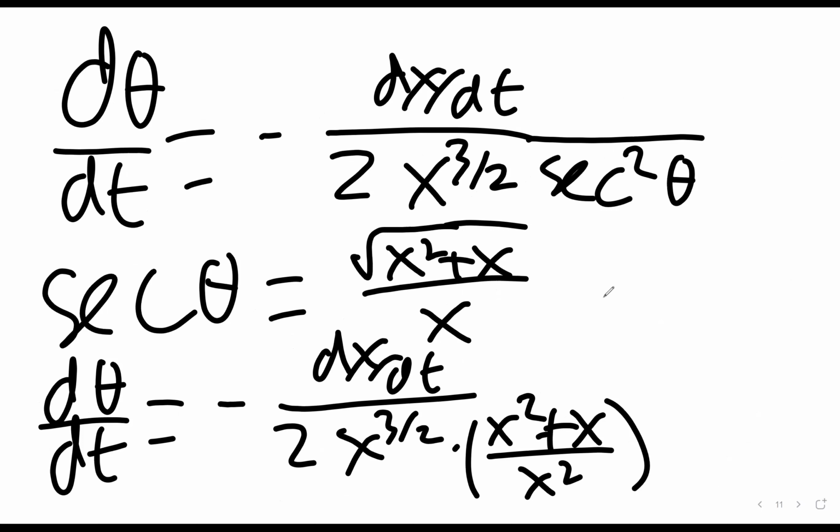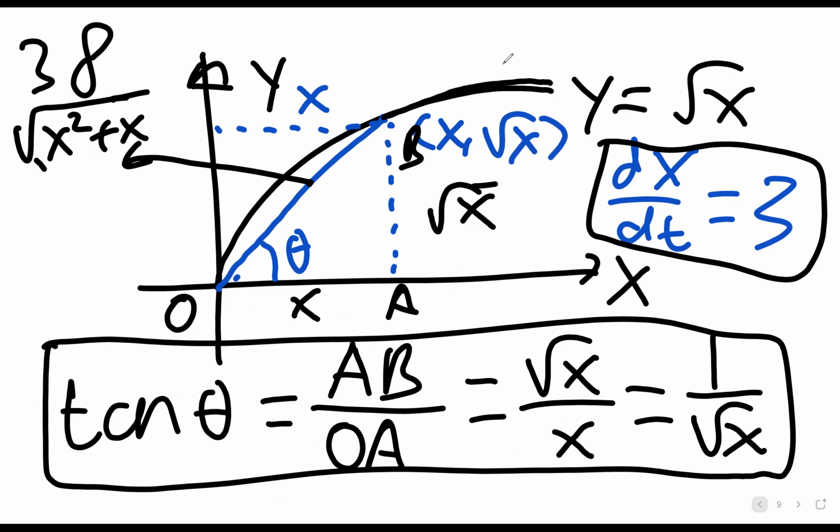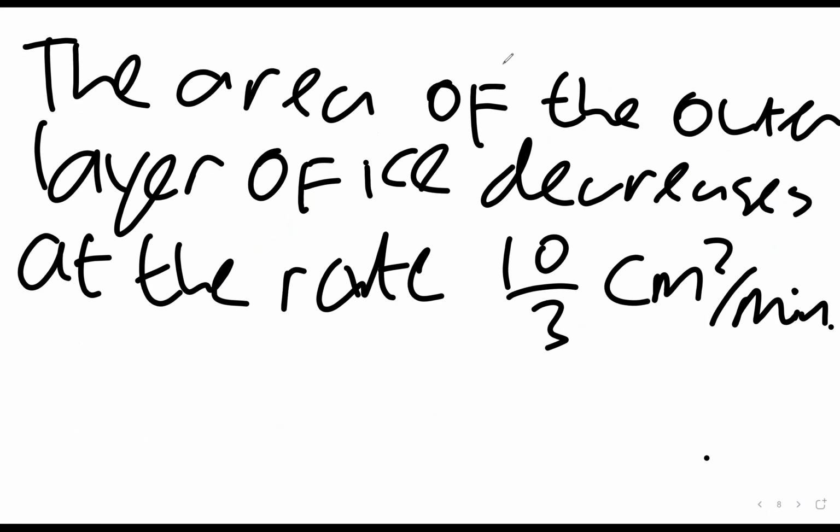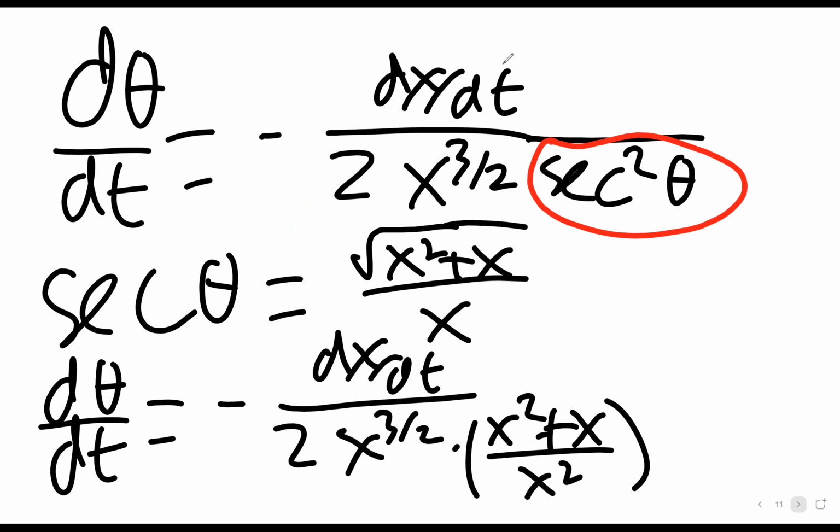Okay, so now we have to look for the value of secant theta in terms of x, and once again you can take a look at the geometric interpretation of this. It is just a triangle, a triangle with side lengths x and square root of x, and obviously its hypotenuse is square root of x squared plus x. So in this case, secant theta is the inverse, or is just 1 over cosine theta. If we take a look at this, we get square root of x squared plus x over x.